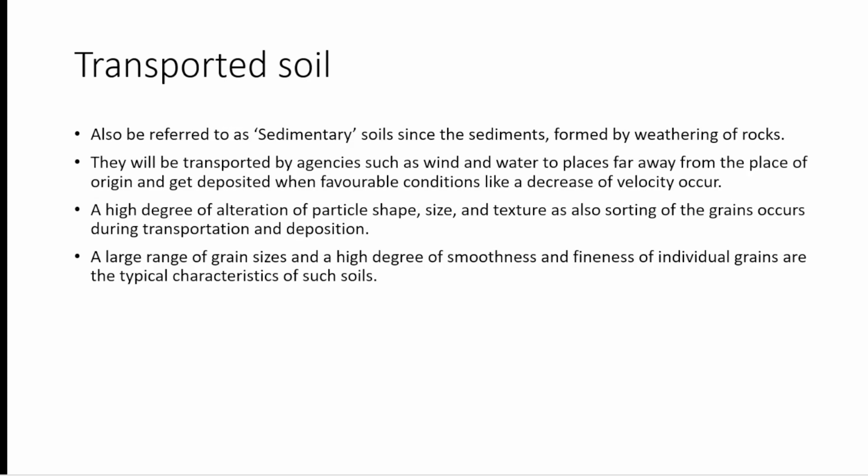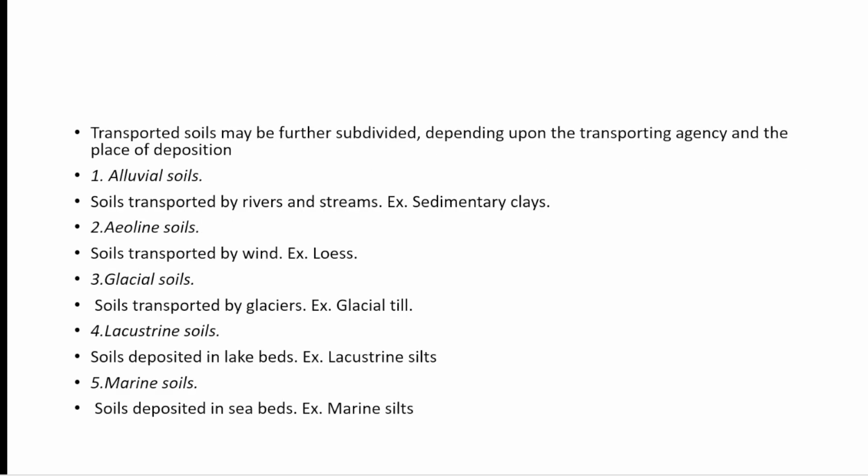Transported soils may be further subdivided, depending upon the transporting agency and the place of deposition. First one is alluvial soils, which are soils transported by rivers and streams. Examples are sedimentary clays. The second one is aeolian soils. These are soils transported by wind. Examples are loess. The third one is glacial soils, which are soils transported by glaciers. An example is the glacial till.